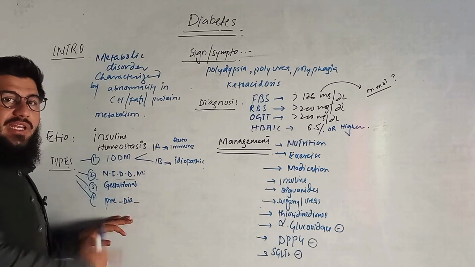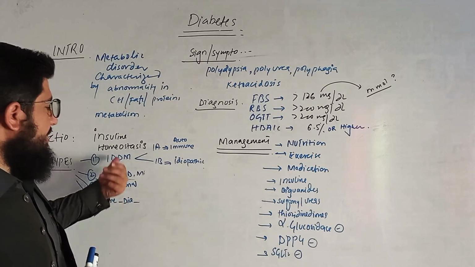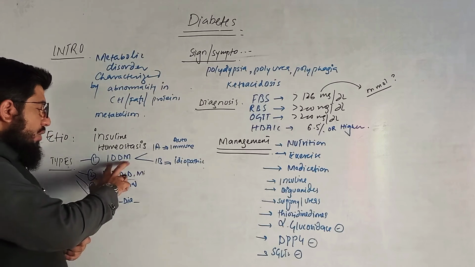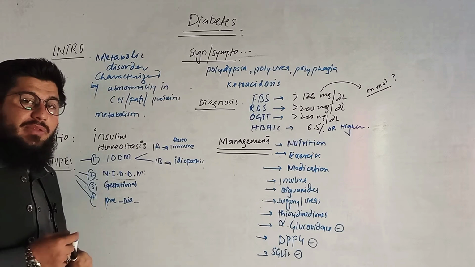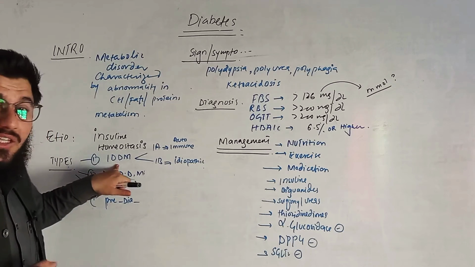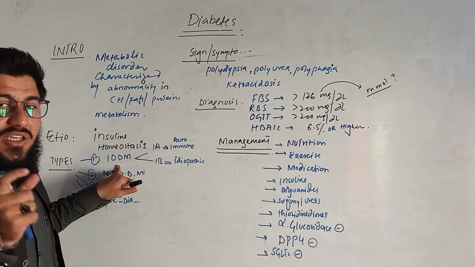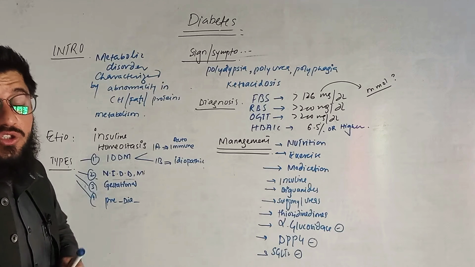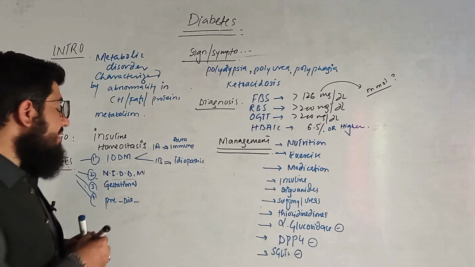This is called pre-diabetes because when pre-diabetes is not treated, it can progress towards type 1 or type 2 in most cases. Now coming towards IDDM, that is insulin dependent diabetes mellitus. The name is telling you, insulin dependent diabetes. Such kind of diabetes in which insulin is necessary, depending upon the insulin. Now why is this depending upon insulin?